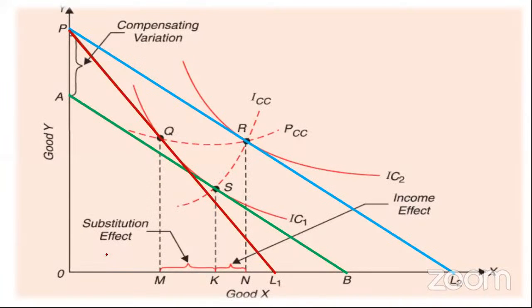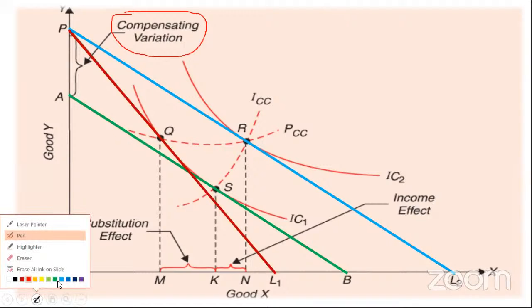This is the compensating variation method explained by Hicks. Remember, this is also most important. Hicks uses the compensating variation method. The cost difference method is used by Slutsky to decompose the price effect into income effect and substitution effect. I'm explaining it step by step.